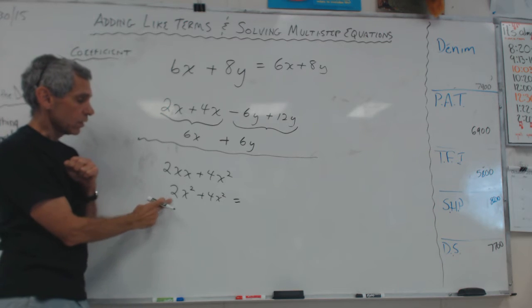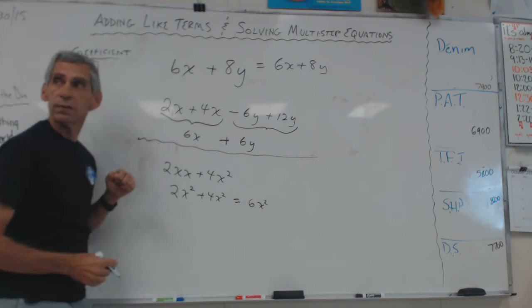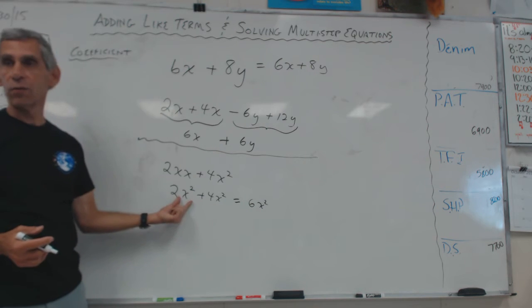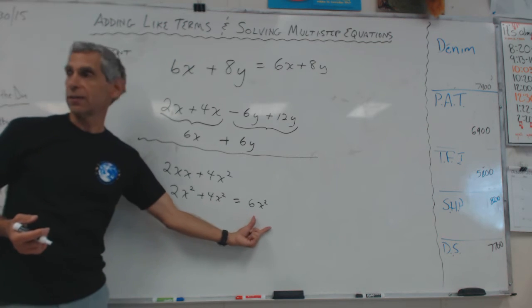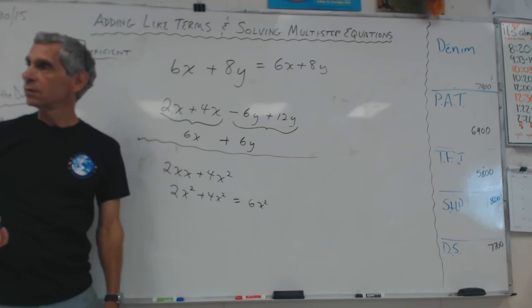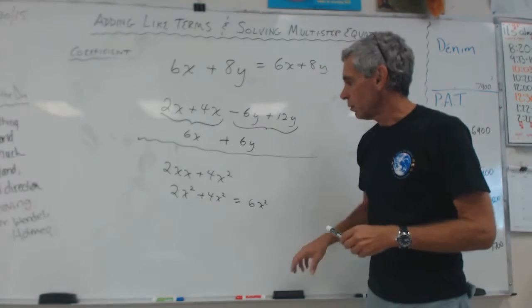So it would be 6x squareds, right? If x squared was an apple, I have 2 of them, plus 4 apples, well, 6 apples. 6x squareds, right? Make sense?